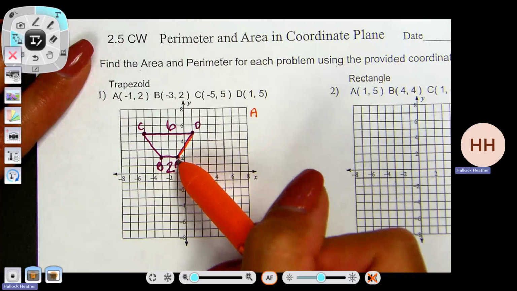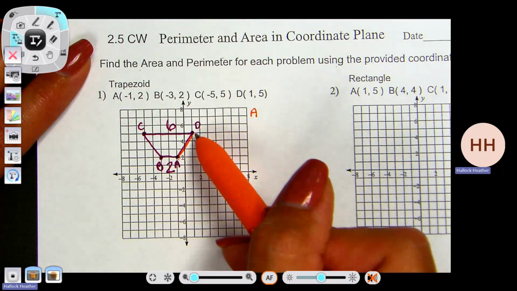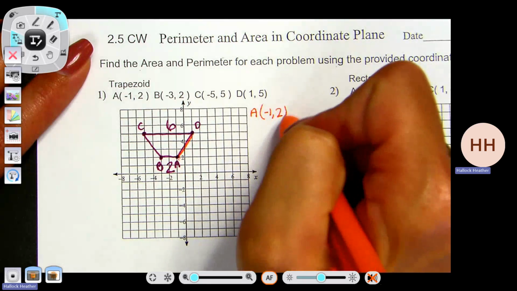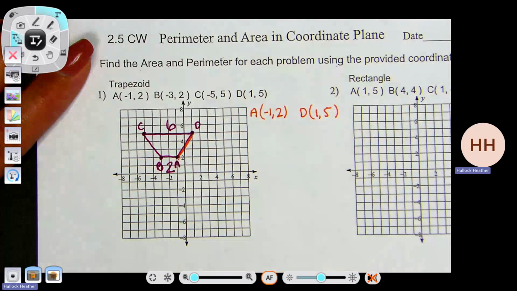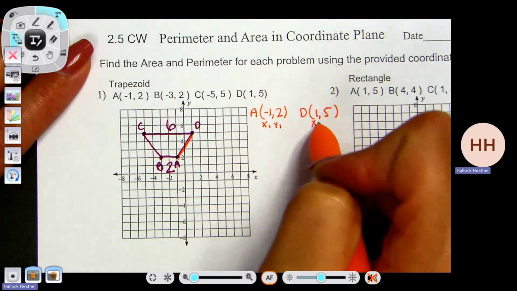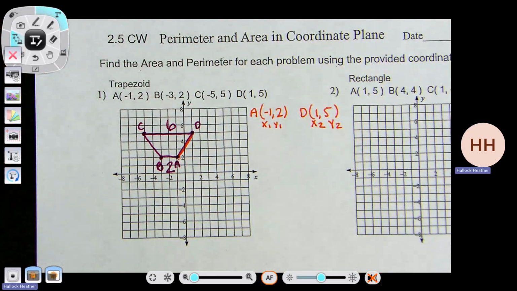What other point should I use for this side? D, because it goes to D. So we're going to use A, which is -1, 2. And we're going to use D, which is 1, 5. So I'm going to label this X1, Y1, X2, Y2. Remember, whenever I'm doing this, I show literally every single step possible. You do not need to show all of this work when you're doing this, okay?